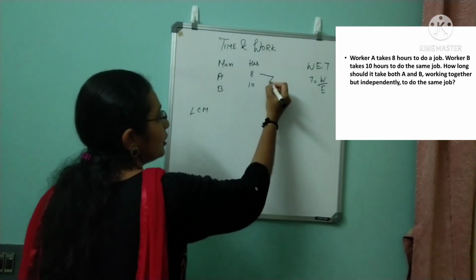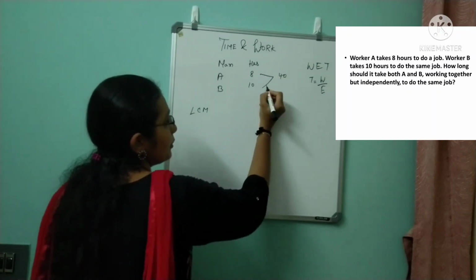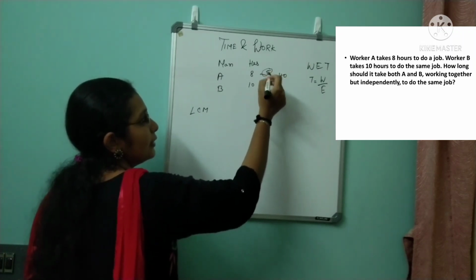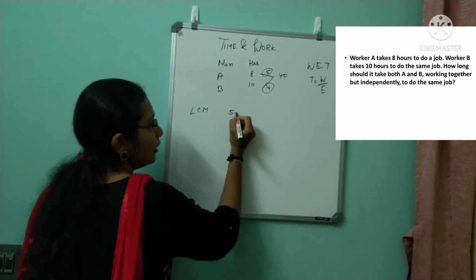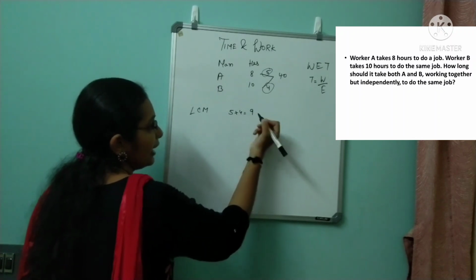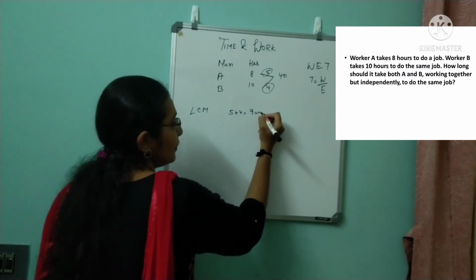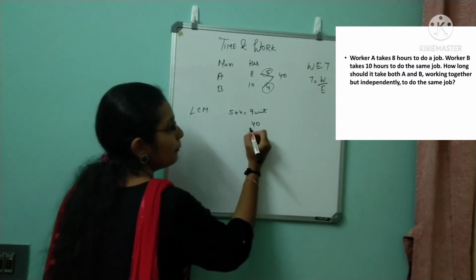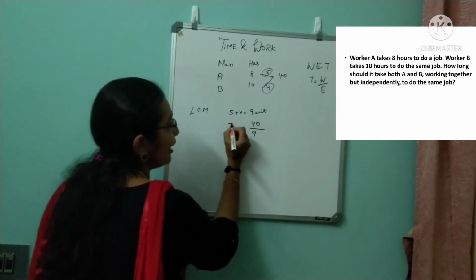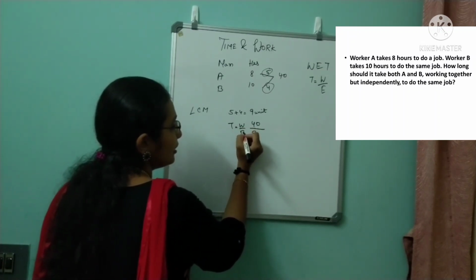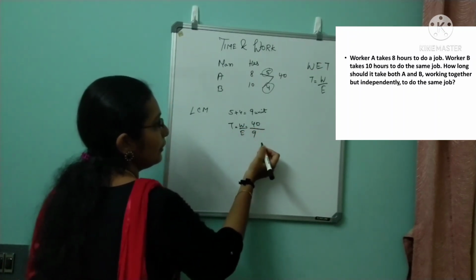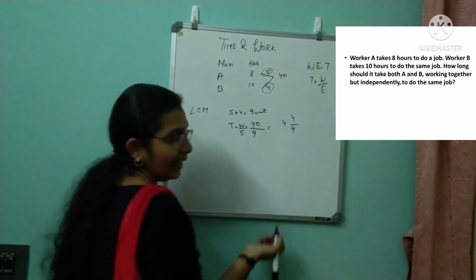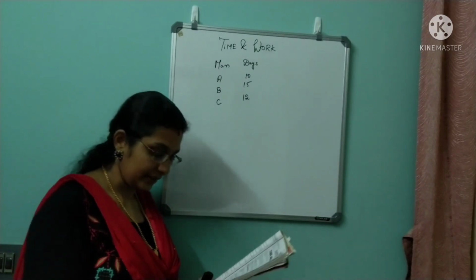So the same question using the LCM method. So the LCM for both is 40. So 10 4s are 40, 8 5s are 40. So per hour their efficiency is 5 and 4 respectively. So the total efficiency is 5 plus 4, which is 9. So 9 units per hour they will complete. So in order to complete 40 units, how many hours do they take? 40 by 9, or you can go with time is equal to work by efficiency. Work here is 40 divided by efficiency 9, which is 4 4 by 9. Clear? Here is our next question.